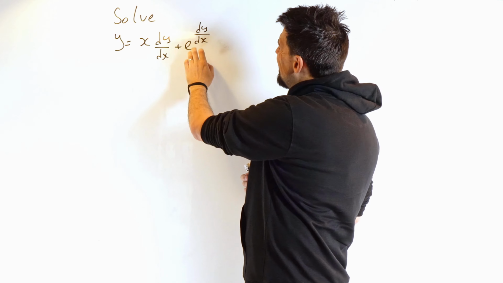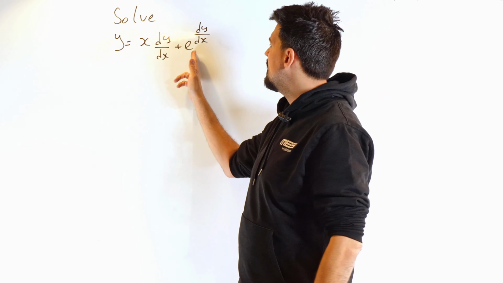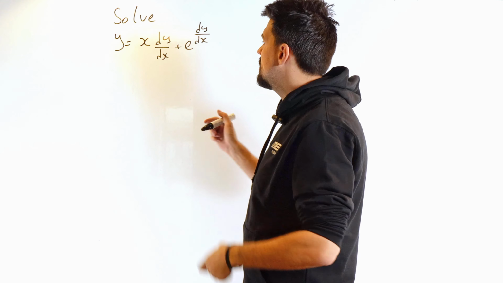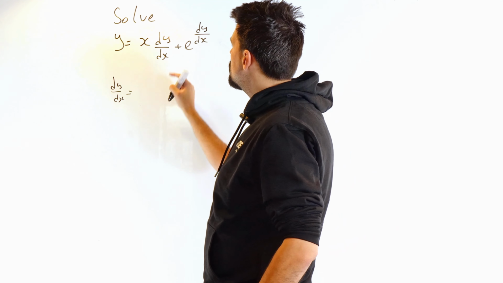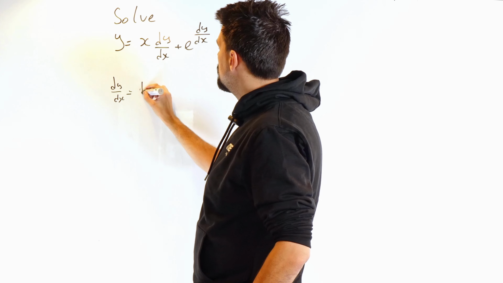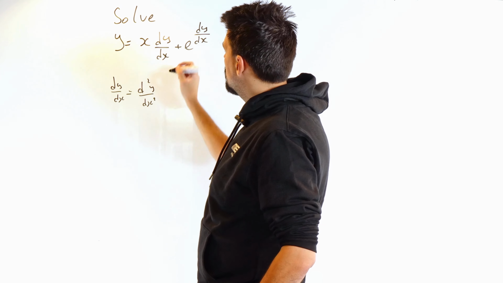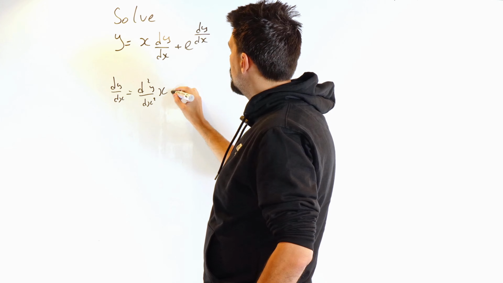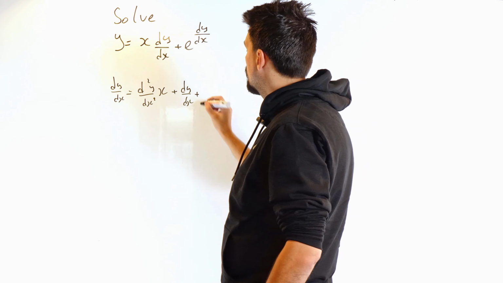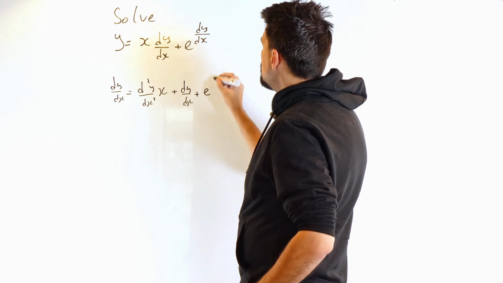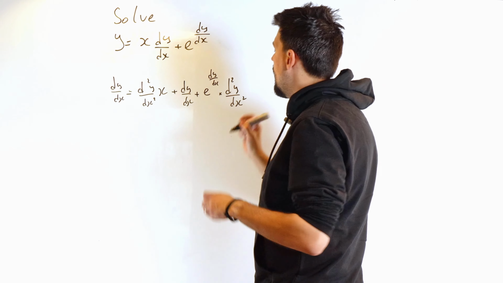Now, anything with an e to the function of y, it could be worth differentiating because then we can use the fact that the e to the something stays the same. So let's differentiate. Y differentiates to dy dx. You need to use the product rule here. So keep the x, differentiate the dy dx. Differentiate the x, keep the dy dx. And then differentiate the e, becomes e, and chain rule, we have to differentiate the dy dx.